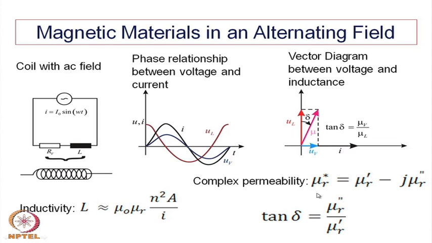And you also have a concept of complex permeability in this case, mu r star equal to mu r prime minus j mu r double prime, and you will also get a magnetic loss tan delta. Tan delta is mu r double prime by mu r prime. These are all very similar to what happens in the case of the dielectric permittivity and the dielectric phenomena. So, tan delta is also a measure of loss here, similar to that.